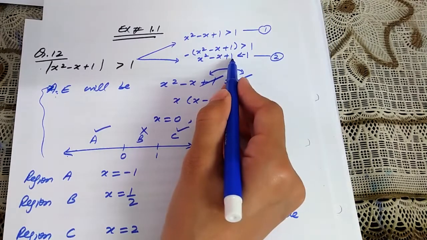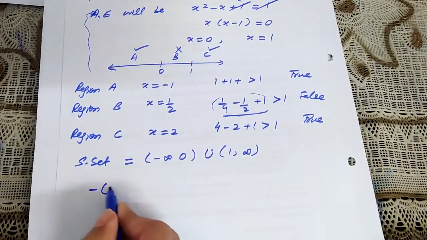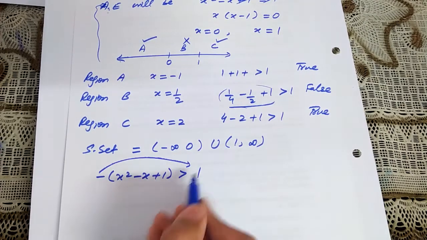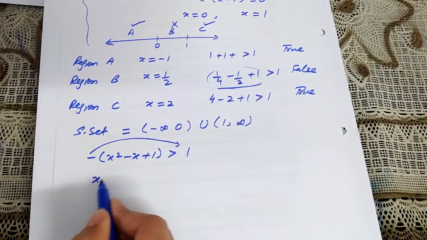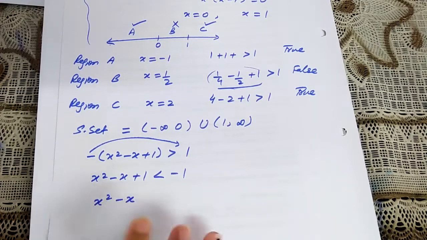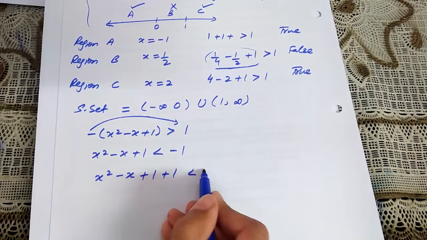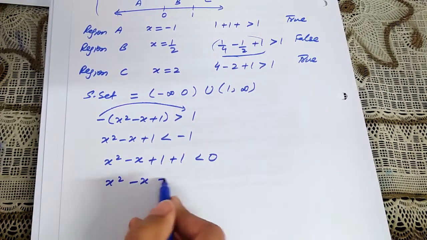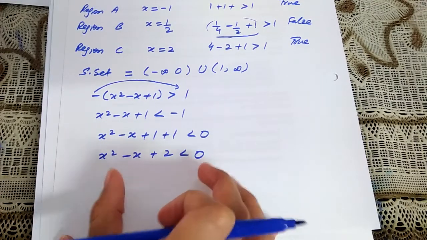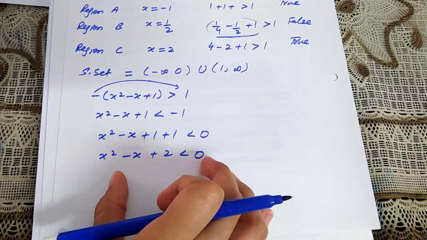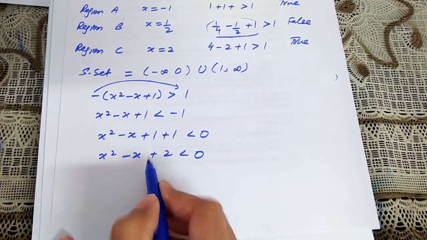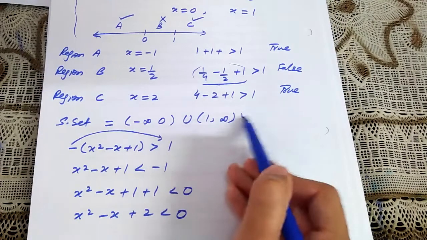Now consider the second inequality, minus times x squared minus x plus 1 is greater than 1. Remove this negative sign by multiplying on the right side. We get x squared minus x plus 1 is less than minus 1. Now this becomes x squared minus x plus 2 is less than 0. This gives us undefined roots, not real roots. So we will not get any solution set out of this. So our main solution set is this one.